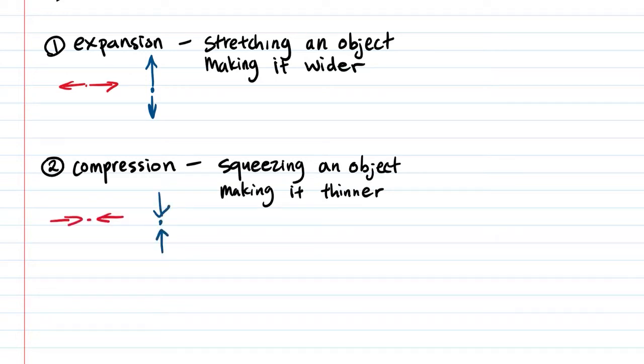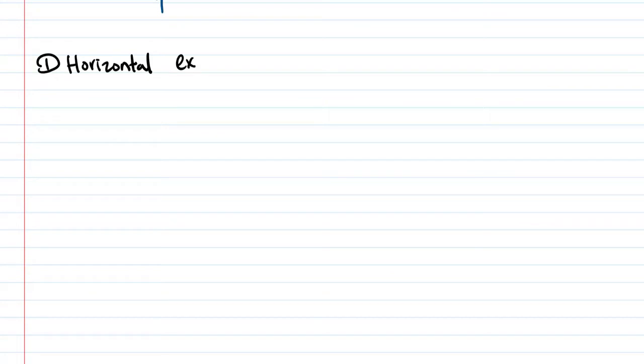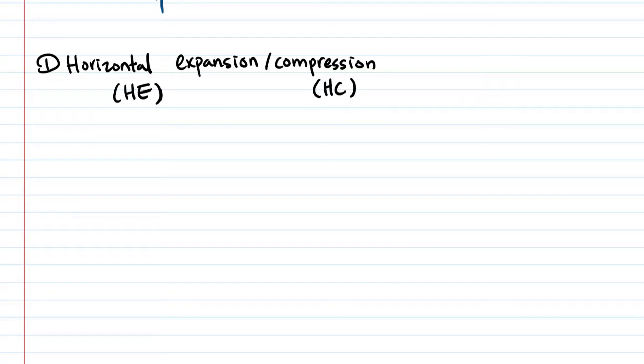When you're expanding by a factor of 2, that means you're multiplying by 2. And compressing by a factor of 1/2, for example, means you're multiplying by that number, 1/2. Let's take a look at horizontal expansion and compression, and after that we're going to go over vertical expansion and compression. If you want, you can call it HE for horizontal expansion and HC for horizontal compression.